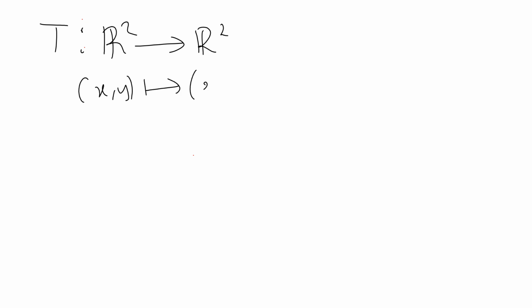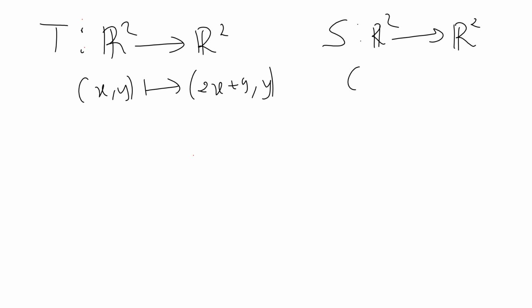So if you have a linear transformation, for example T defined from R squared to R squared, such that any point in R squared is mapped onto the point 2x plus y comma y. Okay, and maybe you have another transformation S from R squared to R squared, defined such that any point in R squared is mapped onto the point x plus y comma y, and you are asked to find the composition of these two linear transformations. Maybe let us find T of S.